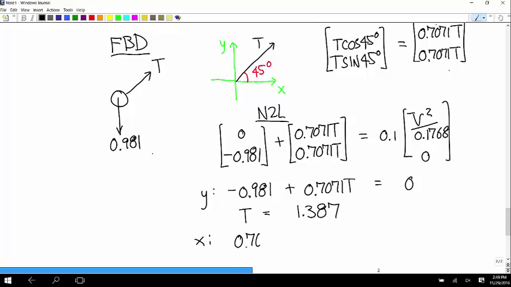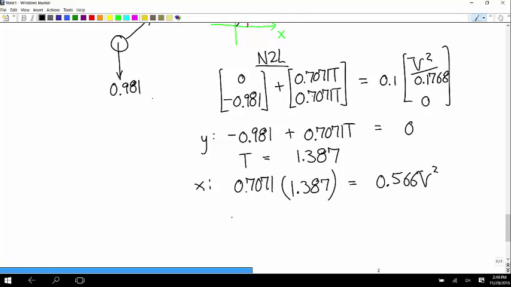And now plug that into the x equation, and you get 0.7071 times T, which we now know is 1.387, is equal to whatever. What's 0.1 divided by 0.1768? 0.566 v squared. And so what do you get for v squared?